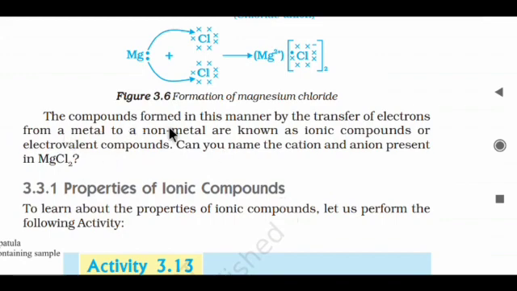The compounds formed in this manner by the transfer of electrons from metal to non-metal are known as ionic compounds or electrovalent compounds. Can you name the cation and anion present in MgCl2? Mg will be the 2 plus cation and Cl will be the 1 minus anion. Cl minus and this one is Mg 2 plus.